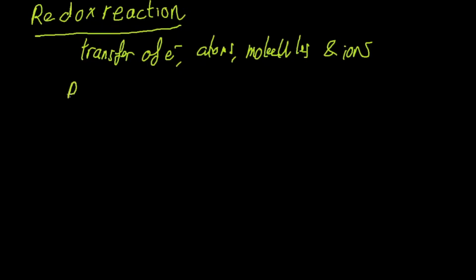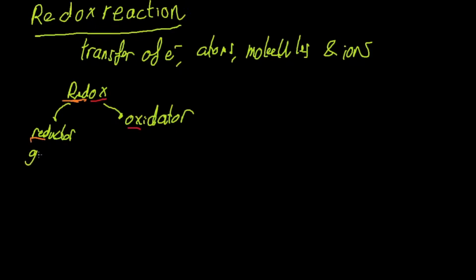The term redox comes from the reactants, the reductor and the oxidator. So you can see that this determines the term redox. The reductor is the atom that gives electrons, and the oxidator is the reactant that takes the electrons.